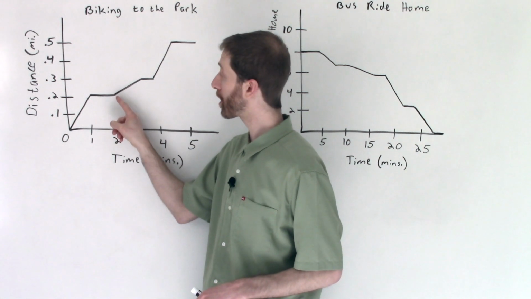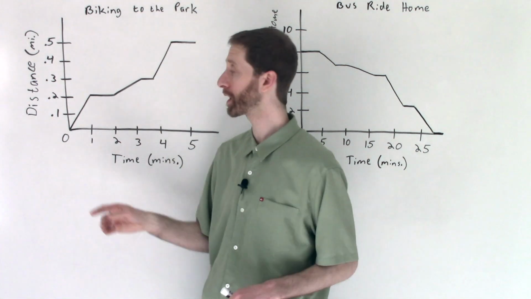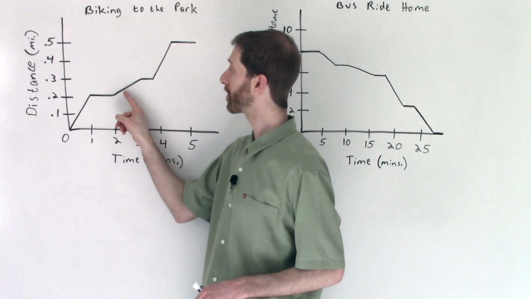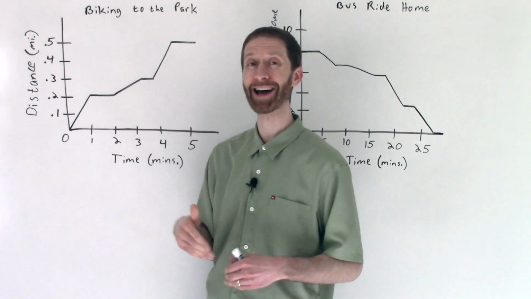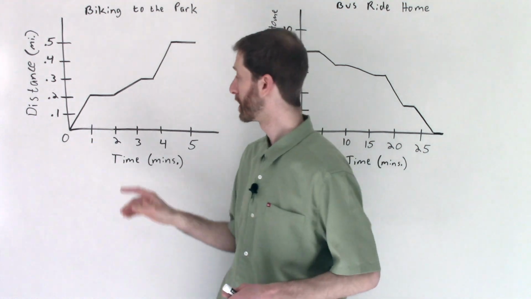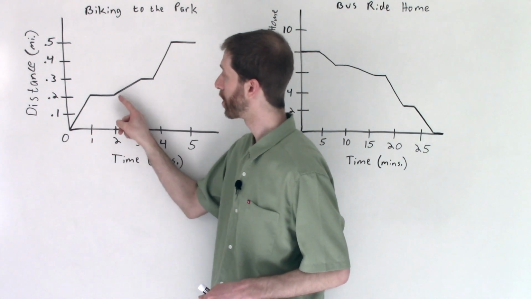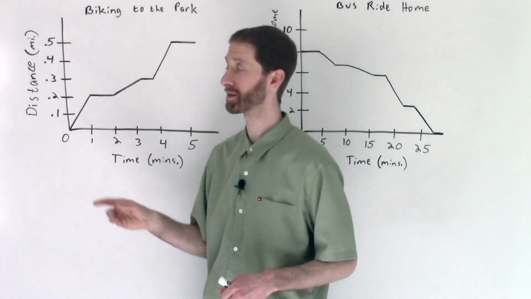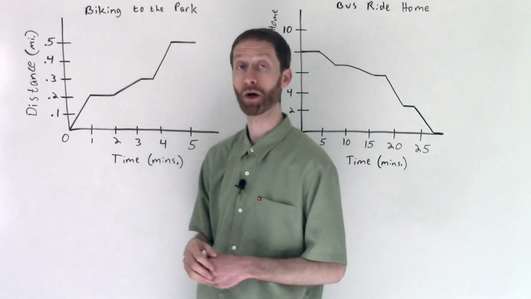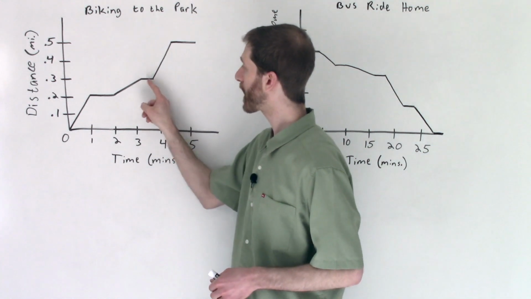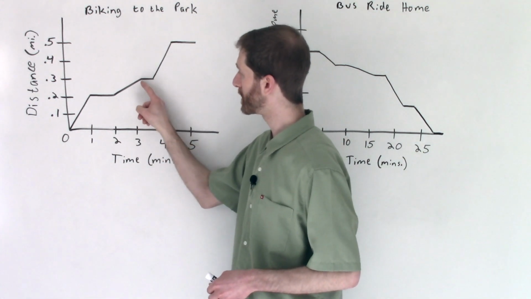Then from there, we start biking again, but we're not biking as quickly as we were before. We can tell this because the line right here is not going up as steeply. So over about a minute's time, the same amount of time here, we have not gone as much distance. In fact, we've gone about half the distance, 0.1 miles. Then we stop just to rest for roughly 15 to 30 seconds.